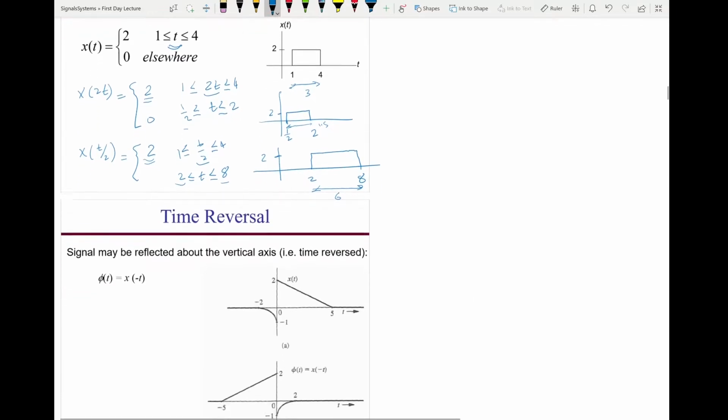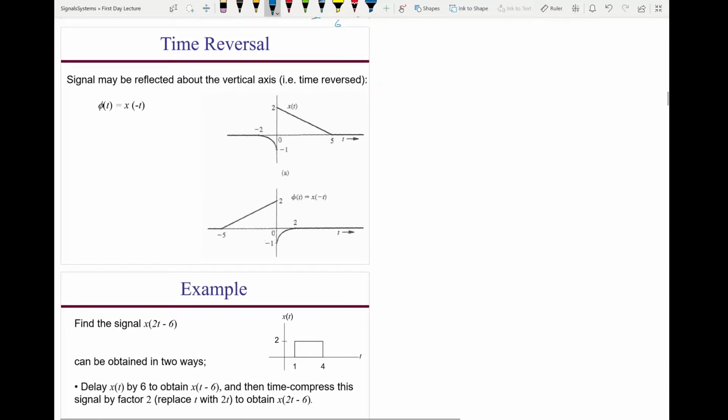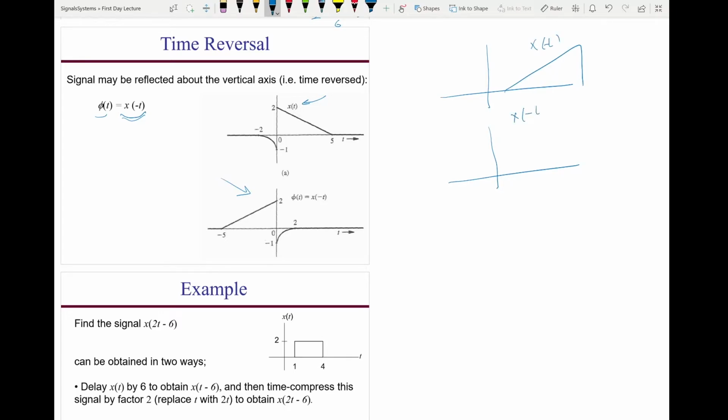The next operation is time reversal. Basically, we rotate the signal around the y-axis. So if that is x of t, and I want to find the new signal x of minus t, I just rotate this signal around the y-axis, so that will be this signal. If that was x of t, then x of minus t will be this. If that was 1, 5, this will be minus 1, minus 5. And we will see time reversal.